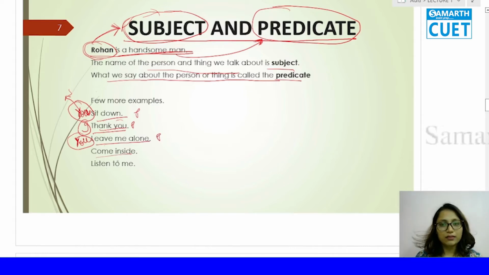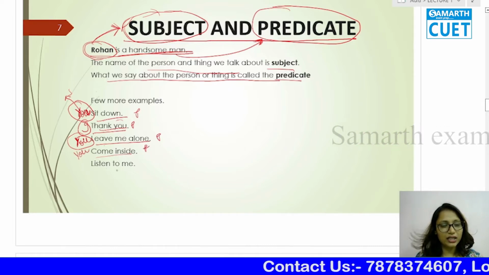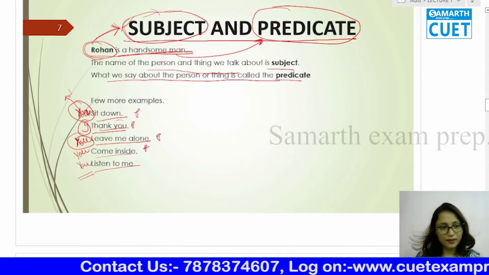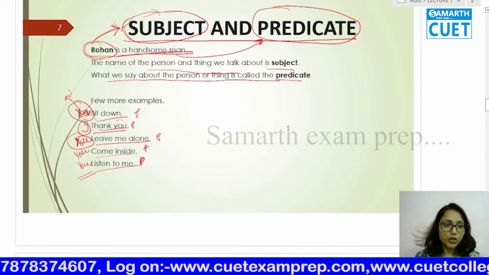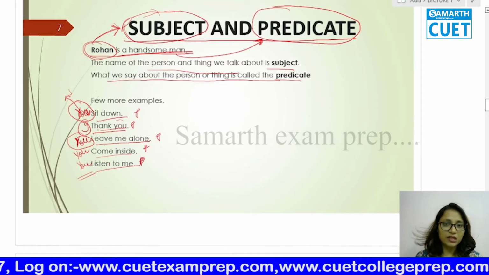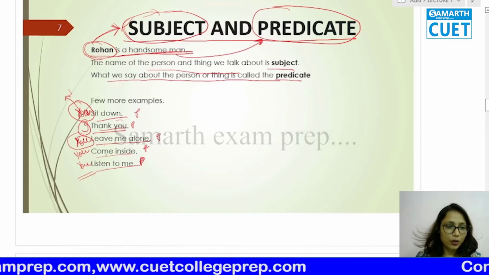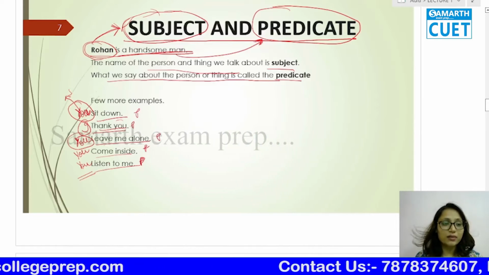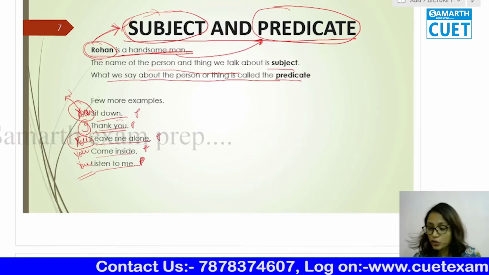Come inside. You come inside. That means again you is a subject and come inside is predicate. Listen to me. You listen to me. You is a subject and listen to me is a predicate. Understood? So here we were not given the subjects because some subjects were understandable or they were implicit. It was not explicitly told which are the subjects here, but it was quite implicit that these are the subjects. Okay. So next, move on.